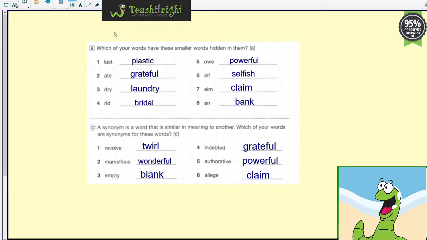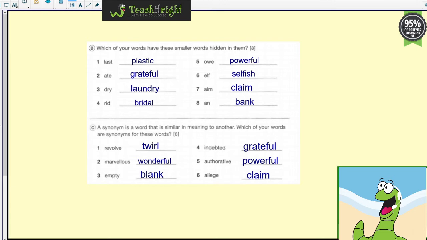You'll notice how these words were from before. And then here, synonyms for revolve would be twirl, marvelous is wonderful, empty and blank. If you're indebted to someone, you're grateful. You're in their debt, you owe them one, so that means you're obviously very grateful. If someone's authoritative, they are powerful. And finally, if you allege something, you claim. So if you allege something happened, you're making a claim.